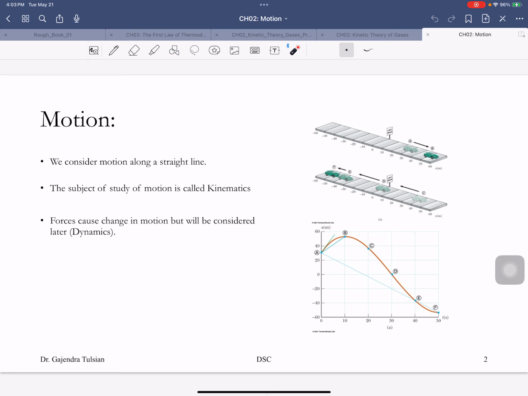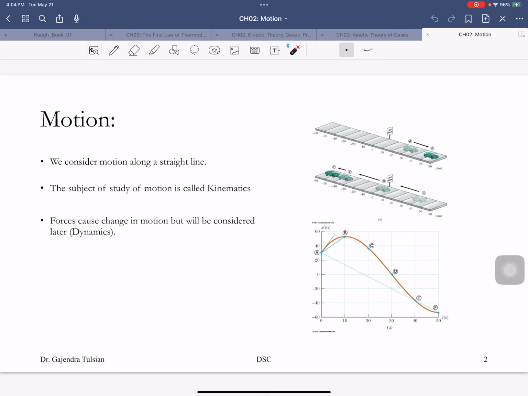So what this graph is telling you is at 0 seconds, the car was at 30 meters. At 10 seconds, the car was at 50 meters. At 20 seconds, again, it's roughly at 38 meters. Okay. At 30 seconds, it's at 0 meters, and so on. Okay, so there's the position of the car at all times, and that's a complete description of this motion. And from this graph, you can calculate all kinds of things.